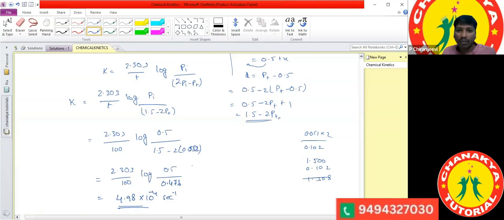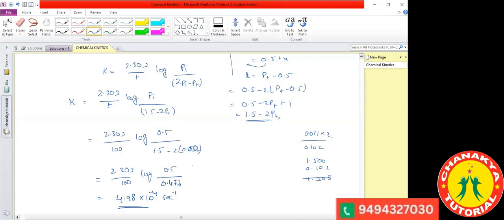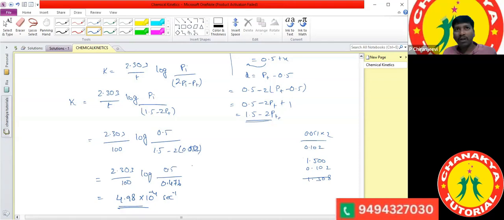Okay, don't get confused here. Log values and all. If you go for the JEE level examination, compulsory in question only they will mention. What about NEET, sir? Whatever the value it is, they'll mention in the question only. So we don't have any problem if they mention the log values.